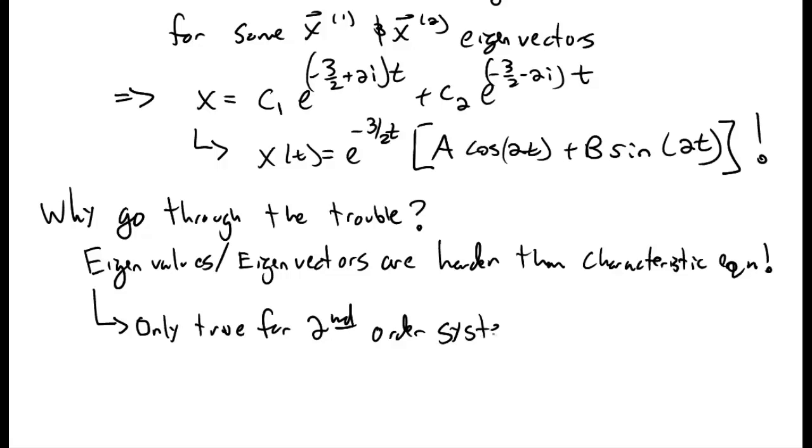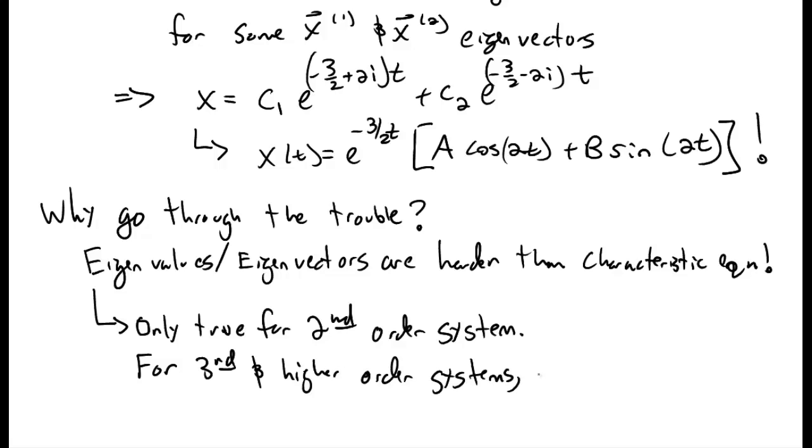But the fact that the eigenvalues and eigenvectors are harder than the characteristic equation is really only true for a second-order system. For third-order and higher-order systems, as you sometimes get, using eigenvalues and eigenvectors is really the only way to go. It's the best way to find the solution that you're after.